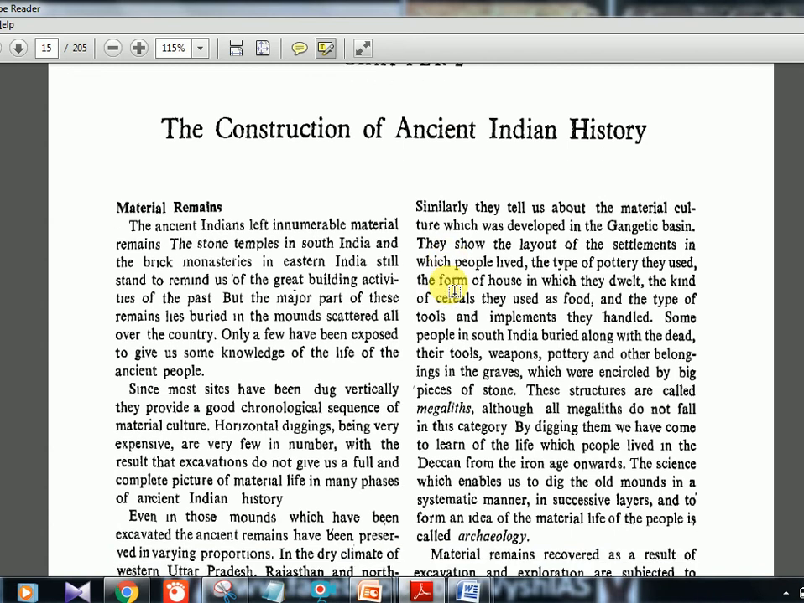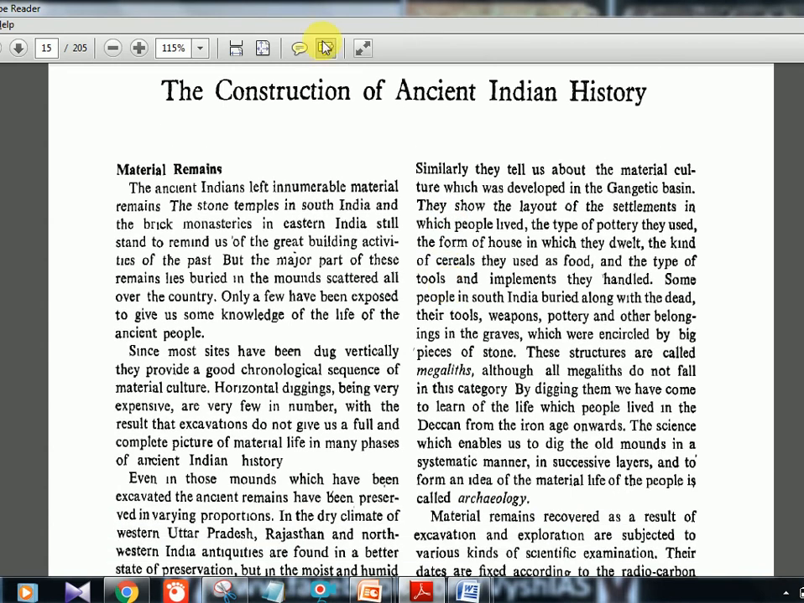So the construction of ancient Indian history. So material remains. That is what they begin. So here, if you see, the ancient Indians left innumerable material remains. The stone temples in South India, the brick monasteries in Eastern India, still stand to remind us of great building activities of the past. Okay, so buildings is one material remain which gives us a lot of insights into the past. But the major part of these remains lies buried in the mounds scattered all over the country.